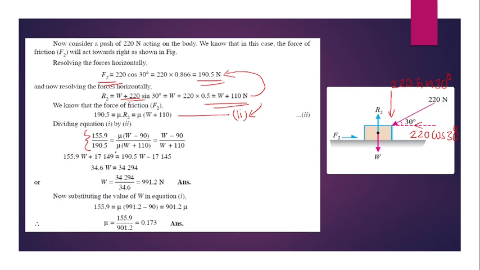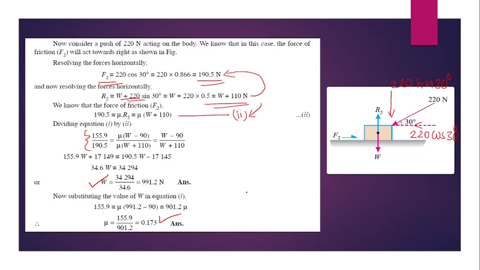Then we can cancel mu from both equations. Then 155.9 divided by 190.5 is equal to (W minus 90) divided by (W plus 110). We can cross multiply and easily calculate W. The weight of the body is 999.2 Newton. We can substitute this value in either equation 1 or 2 and easily calculate mu, which becomes 0.173.